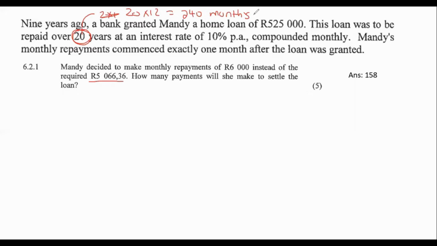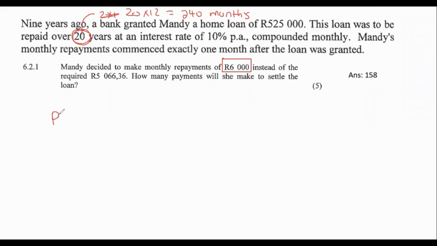Okay, but Mandy's feeling ambitious and brave, and she decides, I'm going to pay 6,000 Rand instead. Why not? I'm going to pay back more. Okay, there is a reason why you would do this in real life, because the more you can pay back, the faster you can pay it back, and the less interest the bank will be able to charge you. Okay, that's the reason she would have done this in real life. Now, we want to now work out how many payments does she now need to make to settle the loan.